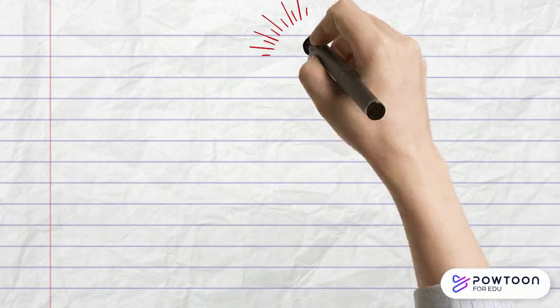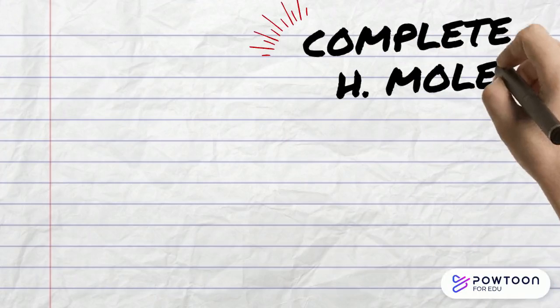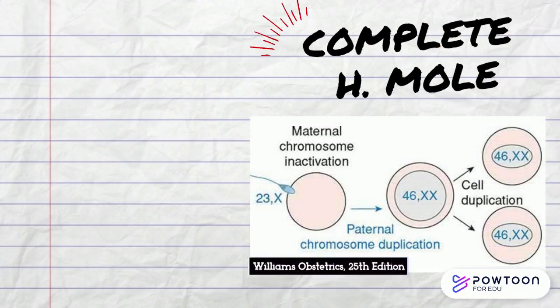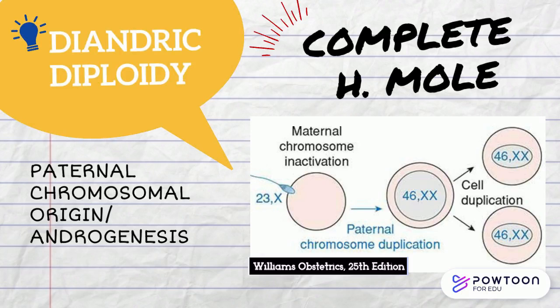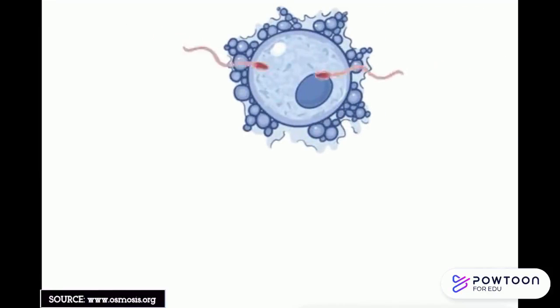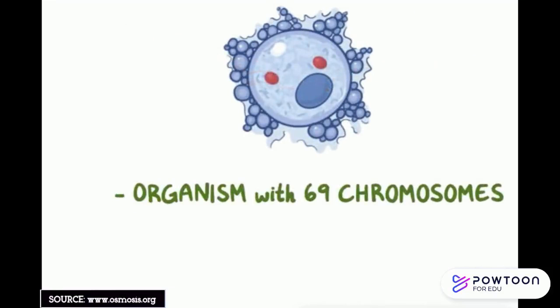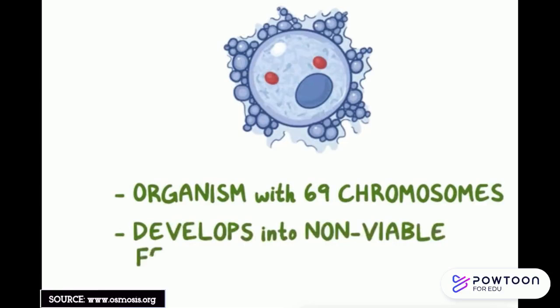A complete mole most often has a diploid chromosomal composition, which results from androgenesis, meaning both sets of chromosomes are paternal in origin. The chromosomal pattern may be 46XX or 46XY due to fertilization by two sperms, hence the term diandric diploidy. An incomplete mole, on the other hand, appears when a normal egg is fertilized by two sperms, which forms an organism with 69 chromosomes that usually develops into non-viable fetal parts.